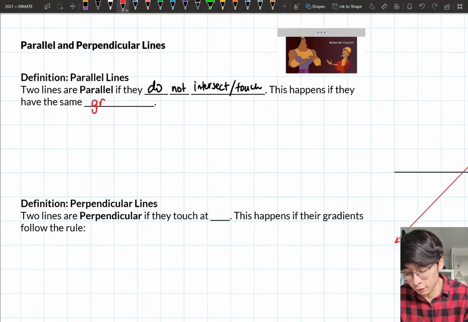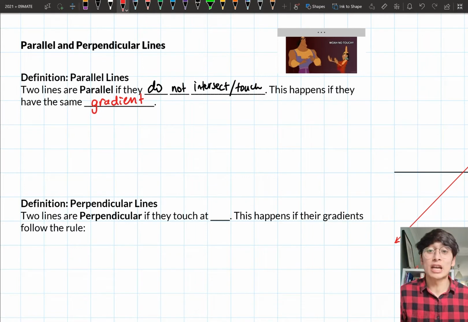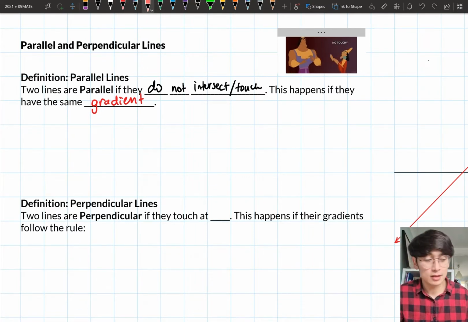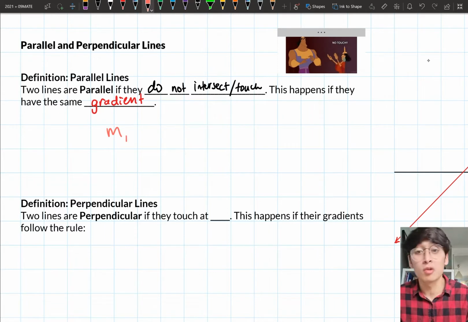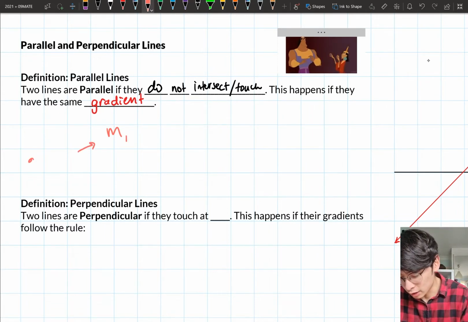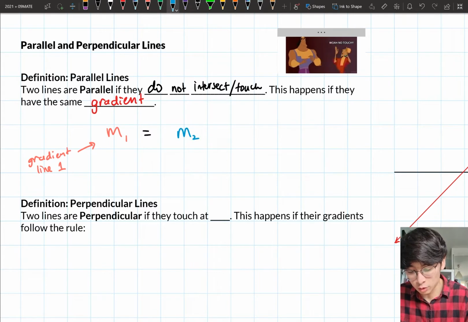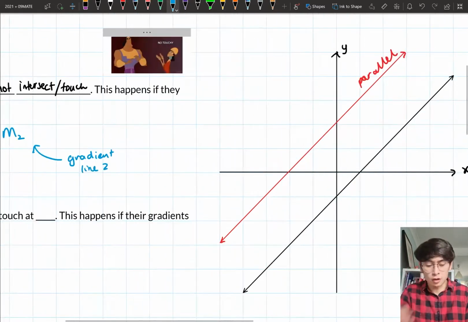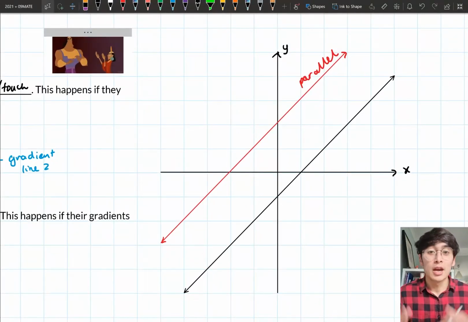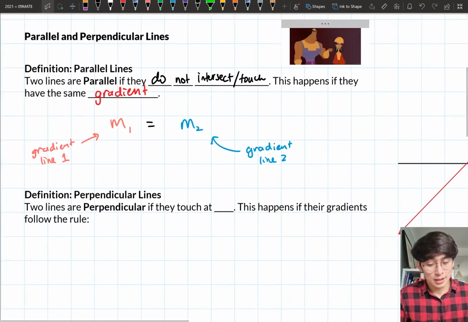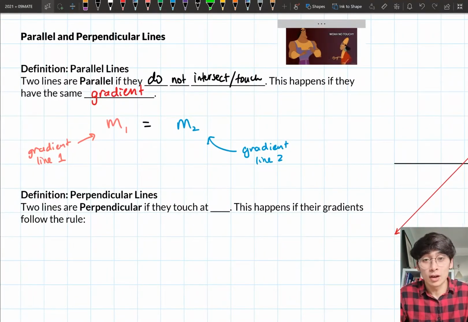Now, in order for us to have two lines being parallel, that means that their gradients are the same. So how we write the test that we use for this is if m1, so the gradient of my first line, so gradient of line 1, is equal to m2. So m2 is just the gradient of my second line, of line 2. So if the two gradients are the same, so notice here the gradients are the same, they have the same steepness. That means that they're never going to touch. They're going to have no touchy. So parallel lines are lines that do not intersect or touch, and that happens when the gradients are the same.